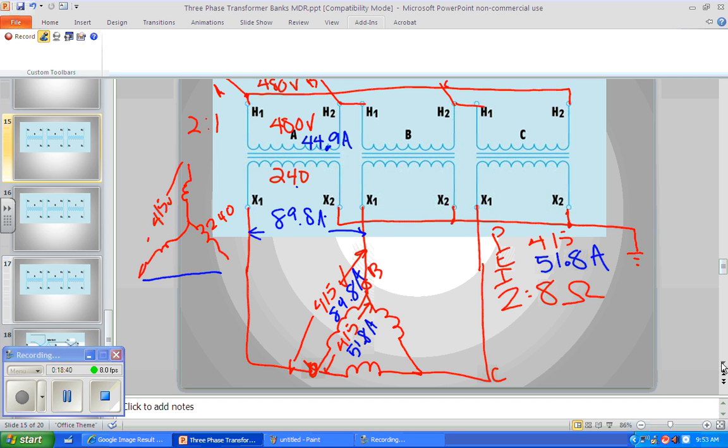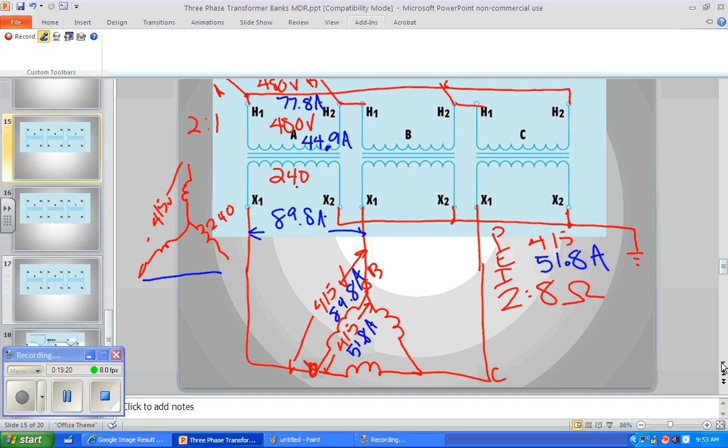That is our primary phase current. All right? So what is my primary line current? In delta, the voltage is all the same, but the phase and the line current are different in what way? Phase times square root of 3 is line. So 44.9 times square root of 3. 77.8. Point what? 8. Excellent. That is our primary line current, and that is how we do that calculation.